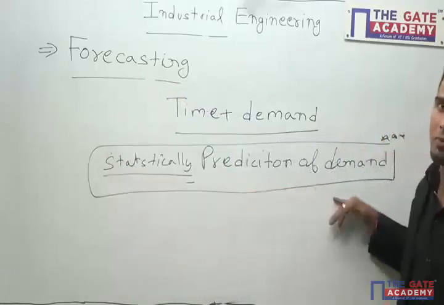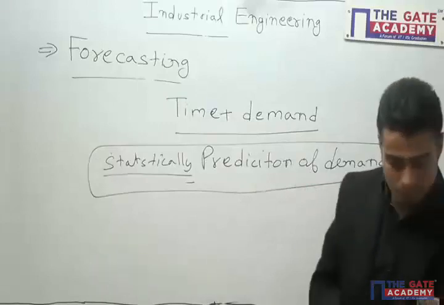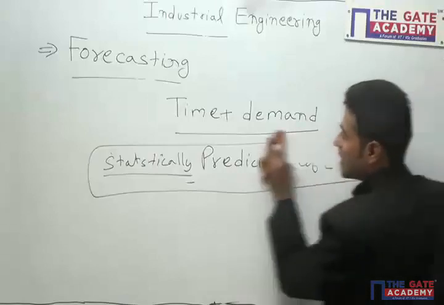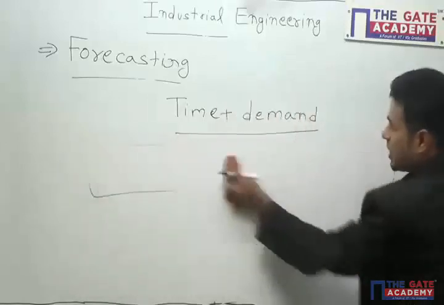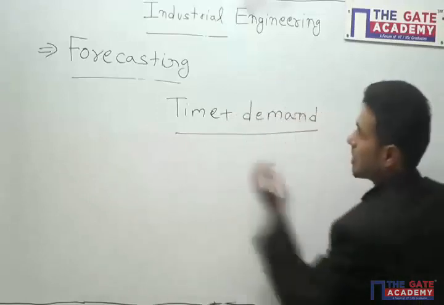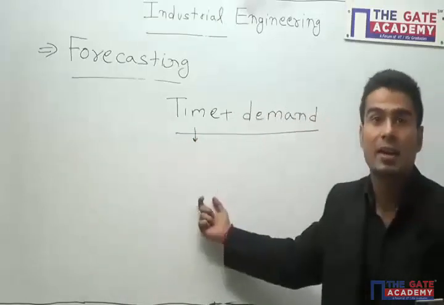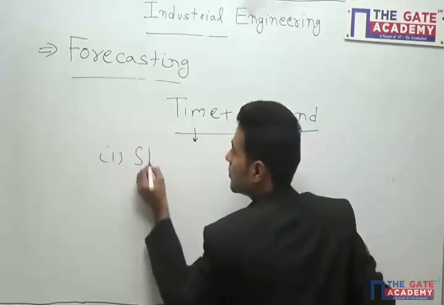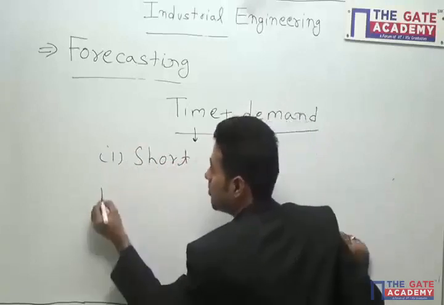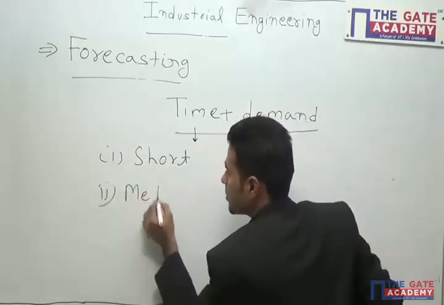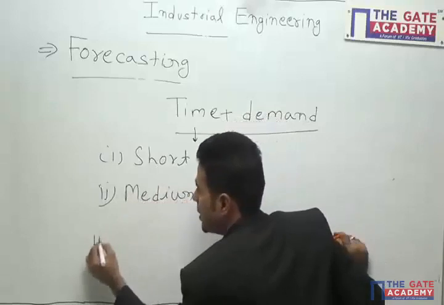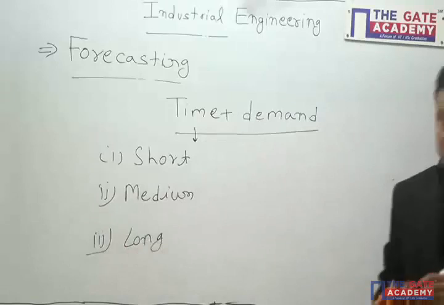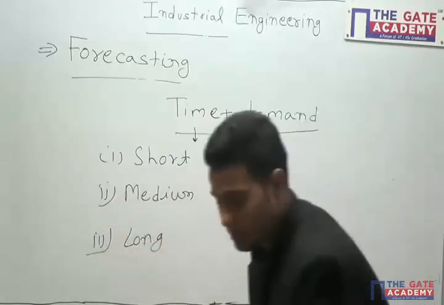Now you understand the meaning: statistical prediction of demand. Okay, now I'm saying that it's a time-based prediction. It means I can divide it in terms of time. How can I divide it? I divide it into three terms: short term, medium term, and long term.